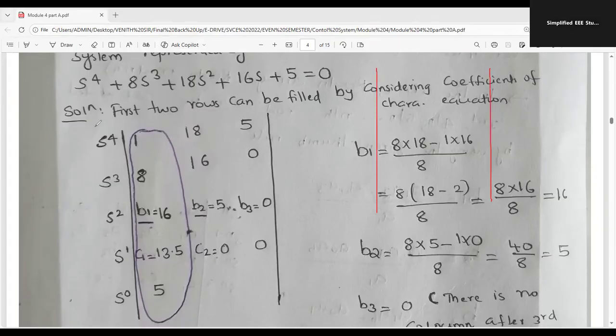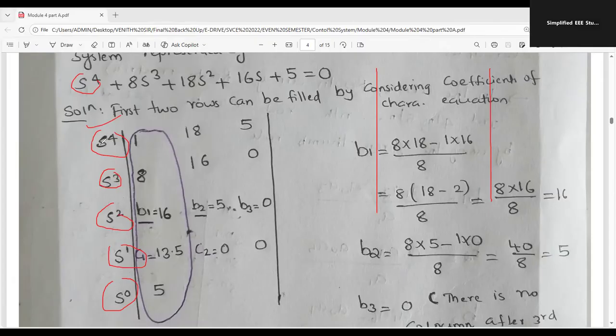Just like a matrix. First, the highest power you are supposed to note down, which is s to the power 4. The second highest power is s to the power 3, the third highest power is s to the power 2, the fourth highest power is s to the power 1, and the fifth highest power is s to the power 0. Like that, you are supposed to write the powers vertically. Later, you are supposed to write the coefficients.